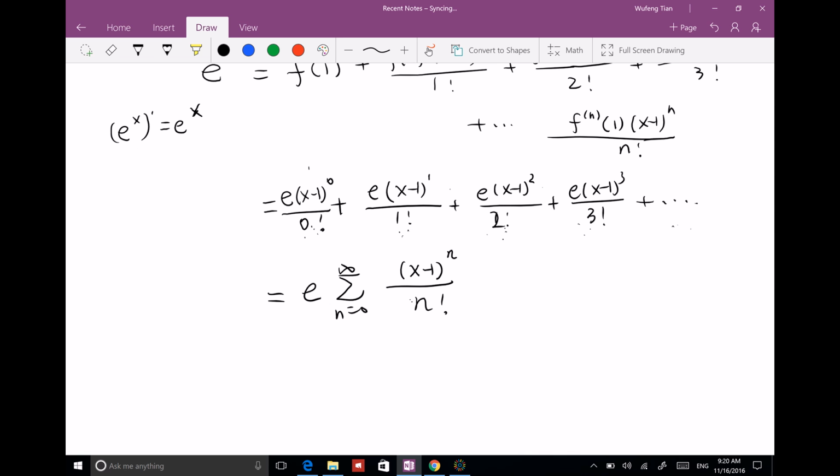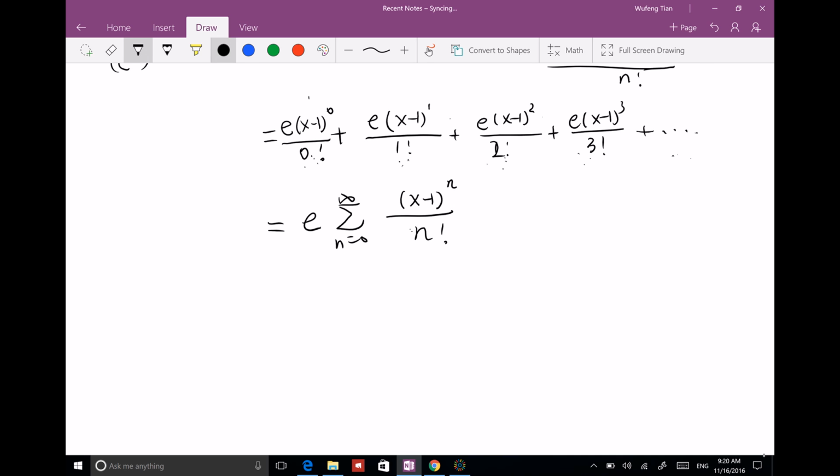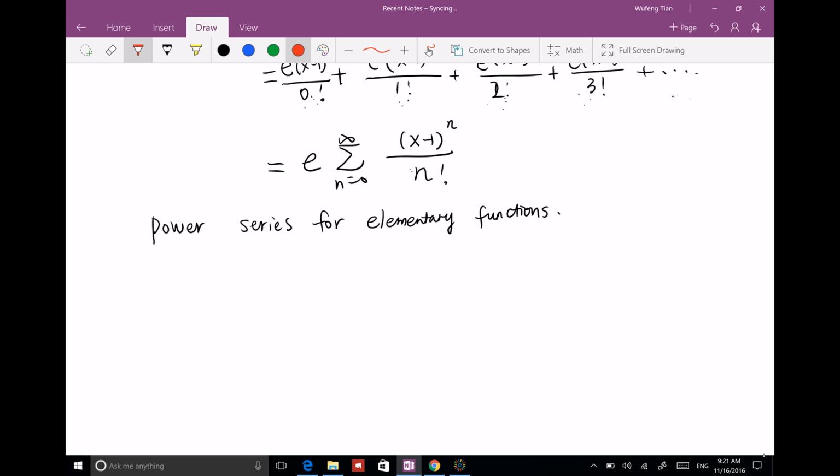So what do we do? I'll give you more formulas that you can use. The book also gives you formulas too. So the power series for elementary functions. The meaning of elementary functions is the functions we use a lot, like common functions. For example, these are formulas: 1 over x equals the sum from n equals 0 to infinity of negative 1 to the power n times (x minus 1) to the power n.